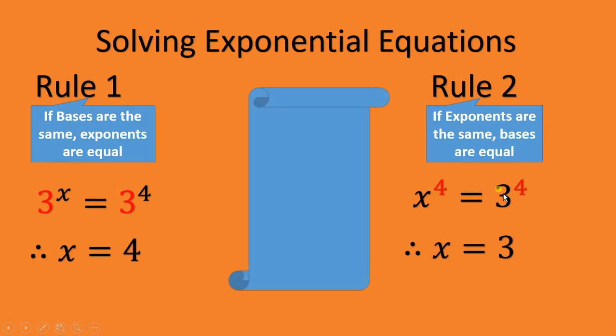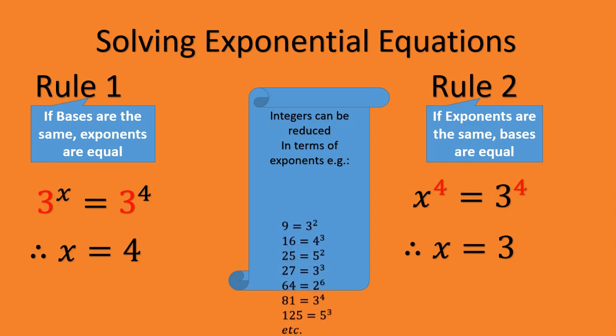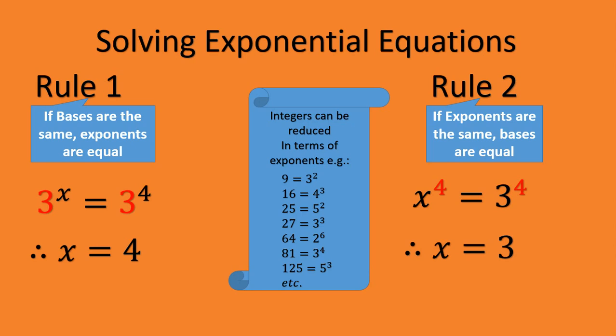A few things to remember: when we have integers or numbers, we can reduce them to exponents to be able to use rule 1 and rule 2. Like if we have a 9, we can change it to 3 to the power 2 to make the base a 3. 16 can be written as 4 to the power 2, 64 can be written as 2 to the power 6, and so on. 125 can be written as 5 to the power 3. And so we need to know how to change a number, an integer, to exponent form. This is very important, that we need to know how to do this.